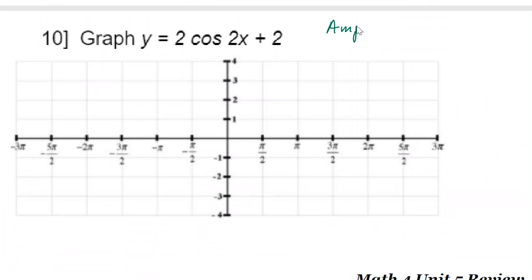Here we have an amplitude of 2. We're going up 2. And then our period is 2 pi over that 2 in front of the x, which is going to be pi. We're going up 2, which means I got to shift everything.